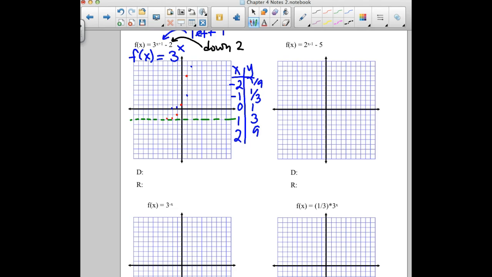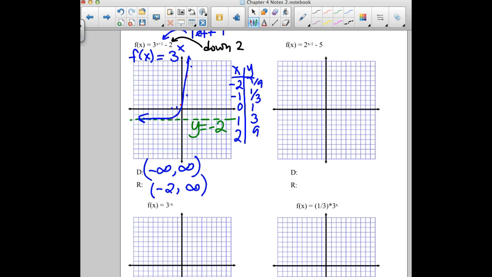Our graph is going to go like this. And our domain is all real numbers. We can use anything for our x's. Our range, though, because we've shifted it down 2, we are now going to be starting just above -2 and continuing to go up to infinity. The equation for my asymptote here would be y equals -2.